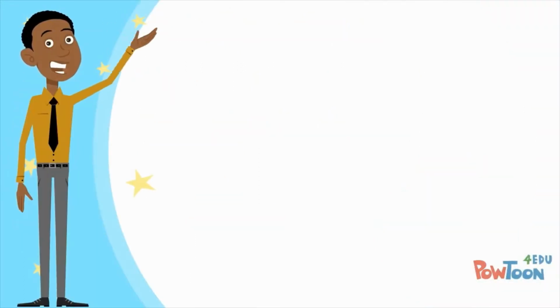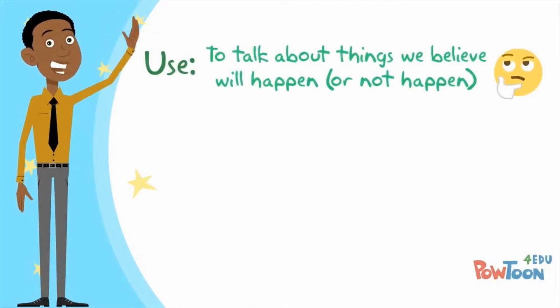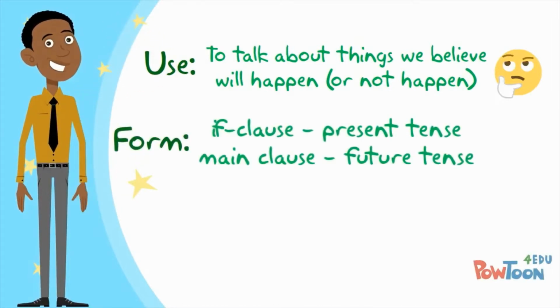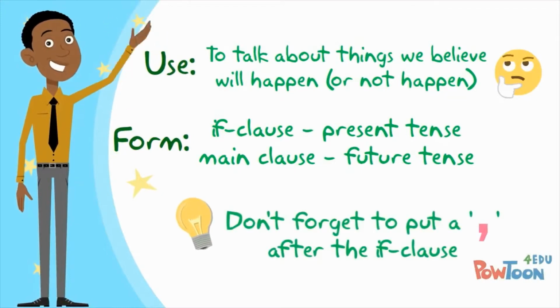Once again, we use type 1 conditionals to talk about things we believe will happen or not happen. For the form, we use present tense for the if clause, while future tense for the main clause. Last, don't forget to put a comma after the if clause.